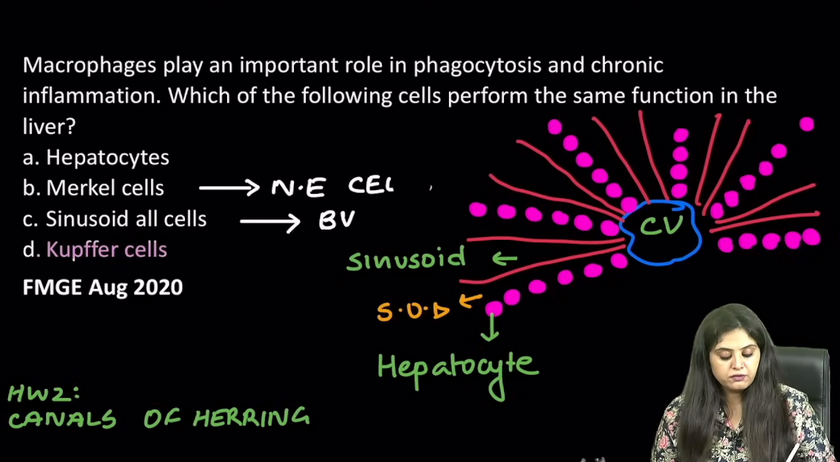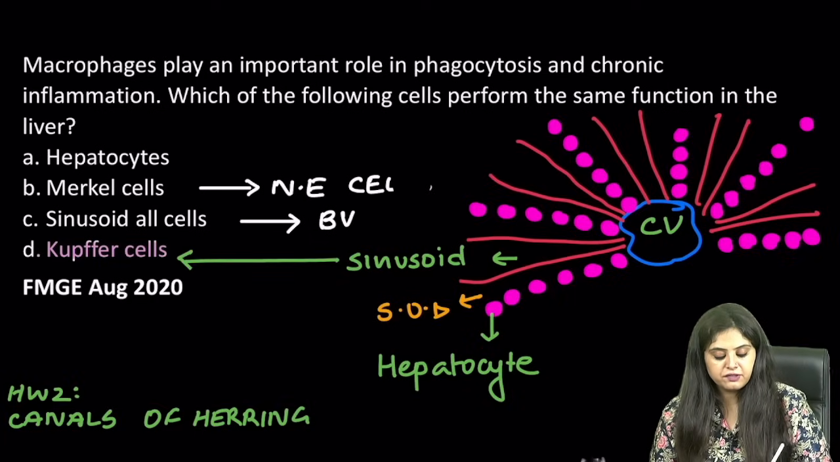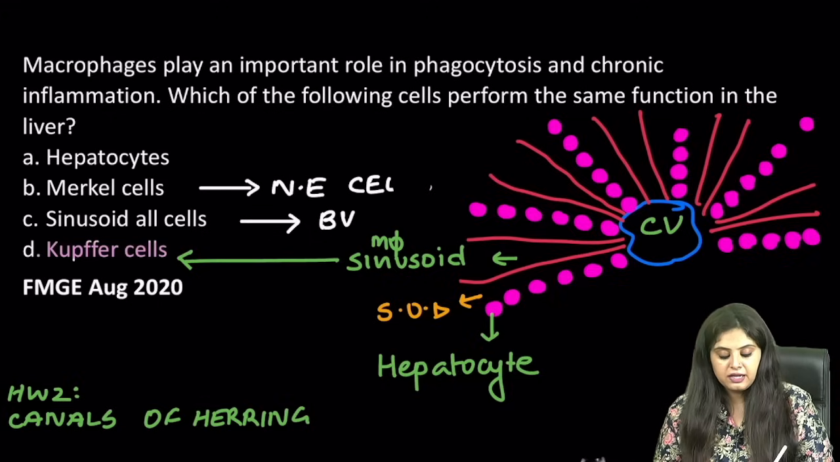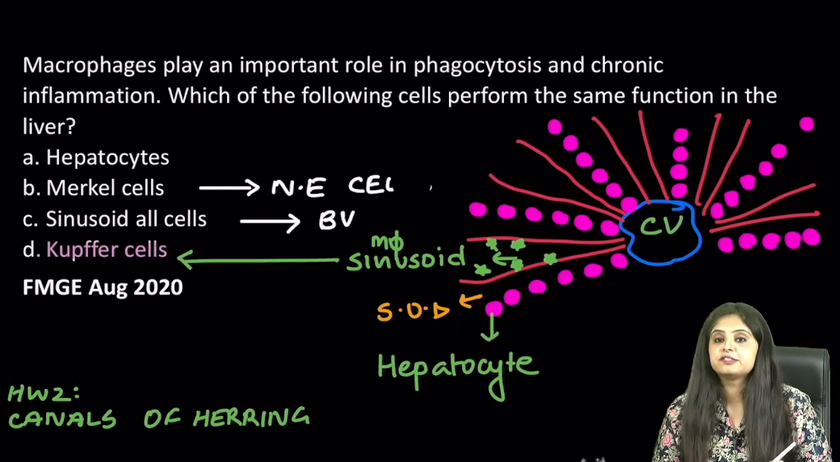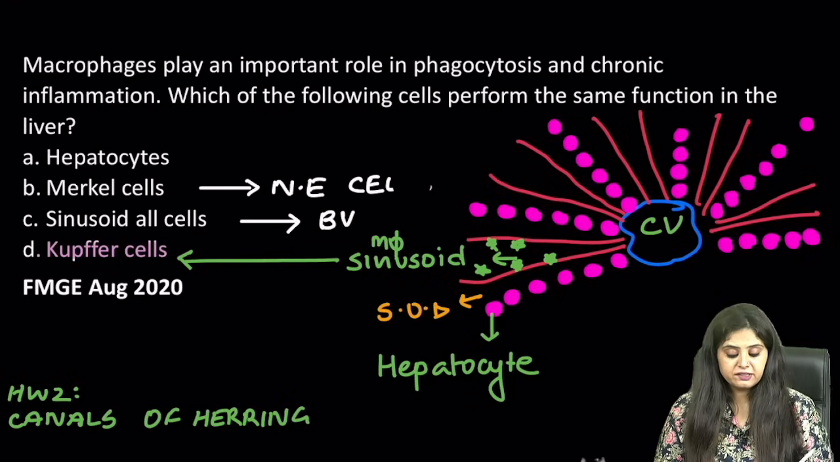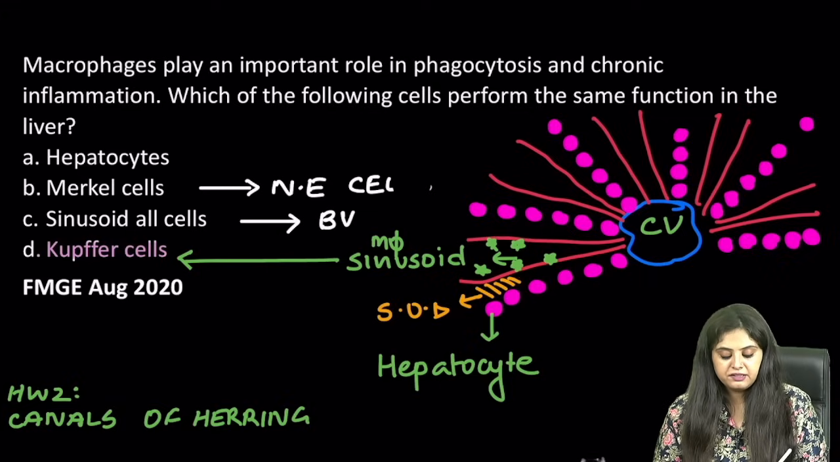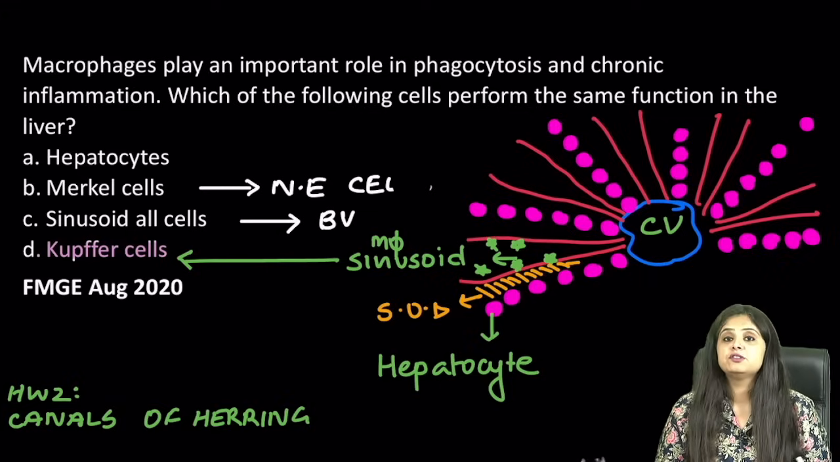And do you know it is in the wall of these sinusoids that the Kupffer cells are going to be present. So macrophages of the liver called Kupffer cells, I'll label them as a star, are going to be present in the walls of the sinusoids. Now, let's look at the space. If I have hepatocyte on one side and sinusoid on the other, there is a very tiny little space that I can see between them that is known as the space of Disse.